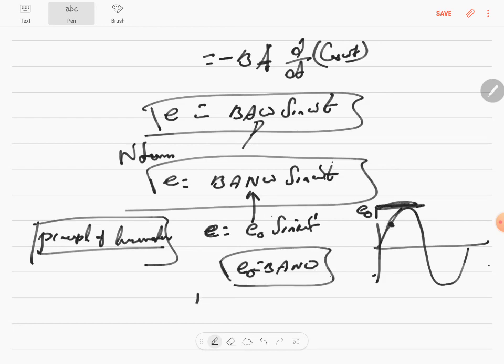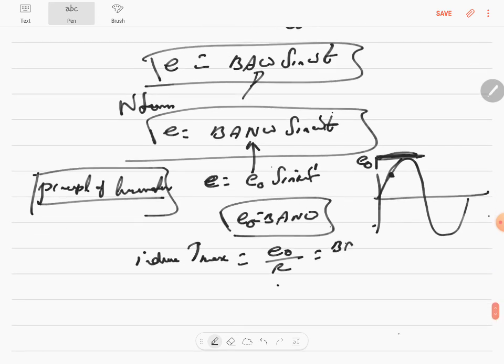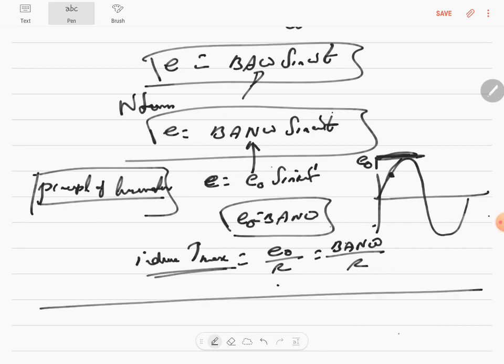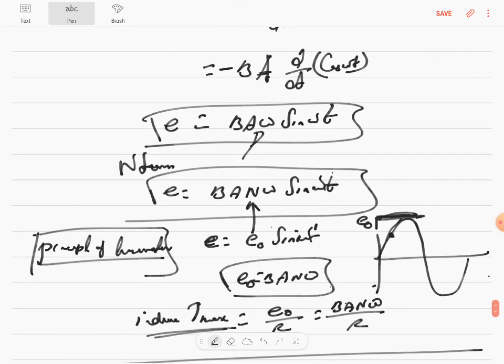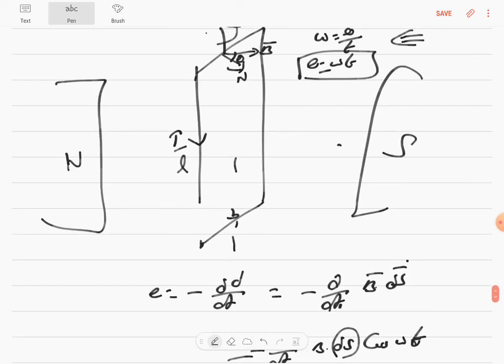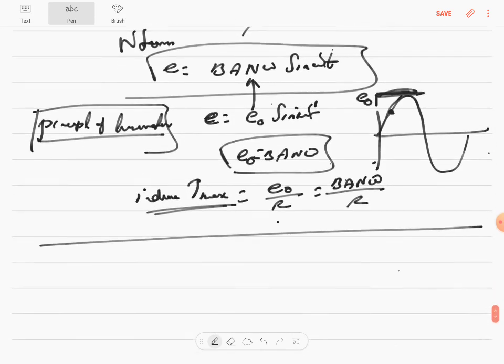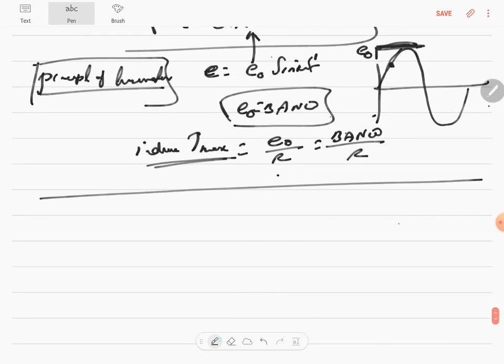So the maximum current I max that is induced, which they ask you in the calculation, is E naught by the resistance R in the circuit. In other words, it's B A n omega by capital R. That's how we find the maximum current induced in a generator. The same derivation we will write even in the generator, but for now this is how the induced EMF is in the rectangular coil. So let's go to the last point of the day.